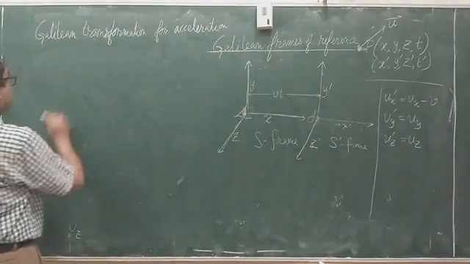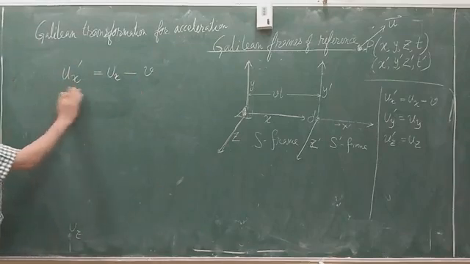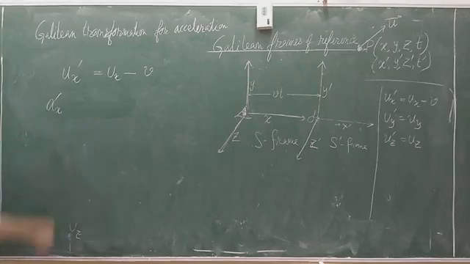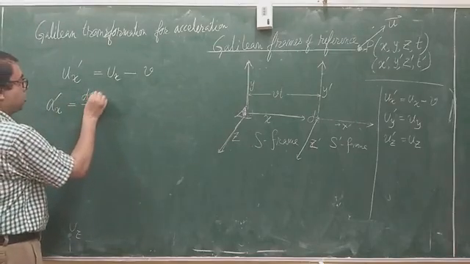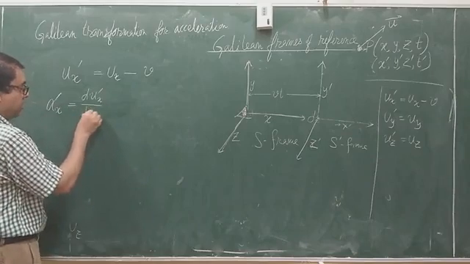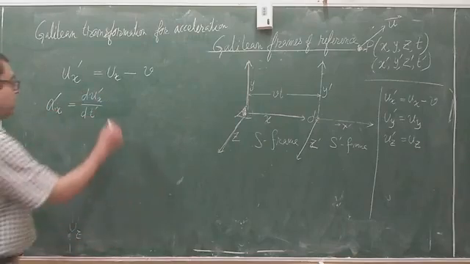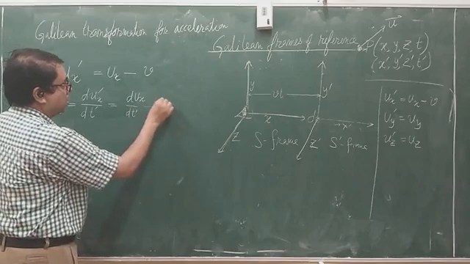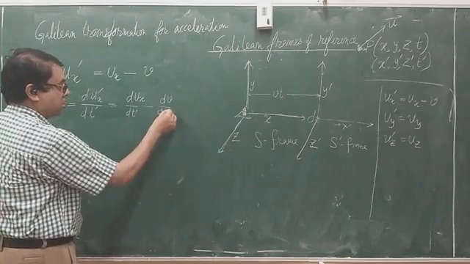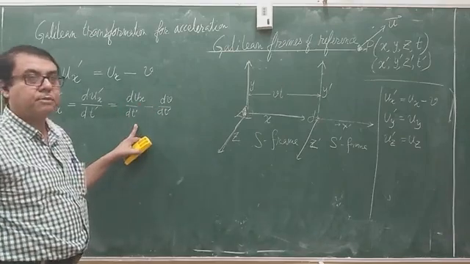Just as earlier, I write ux dash is equal to ux minus v. In order to get the x component of the acceleration in the s dash frame, I take the x component of the velocity in the s dash frame divided by the elapsed time in the s dash frame. Essentially, mathematically, I have found the derivative of this quantity with respect to t dash. So here also I have to do the same thing: d ux by dt dash minus dv by dt dash. Now, as said earlier, this is a quantity as measured by the s frame and this is a quantity as measured by the s dash frame.